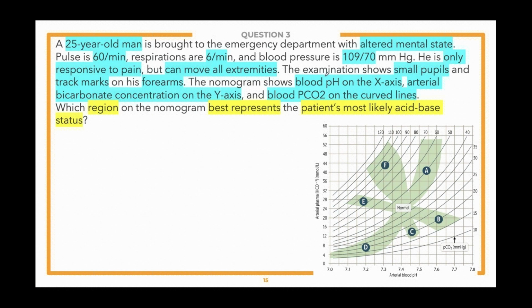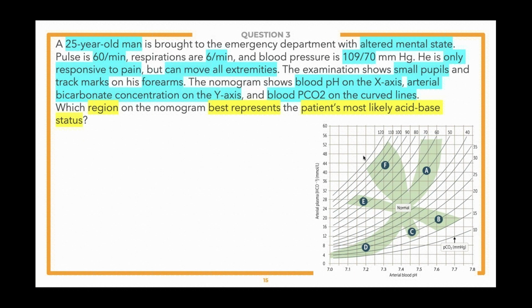Now, right off the bat, they give us some vital signs, so you definitely want to make note of those and figure out if those are normal or abnormal. They're giving us some physical exam findings, some abnormal findings there, some small pupils, some other things. And then we can see there this nomogram. And this is kind of a newer nomogram. This is not your typical curve that you've seen.